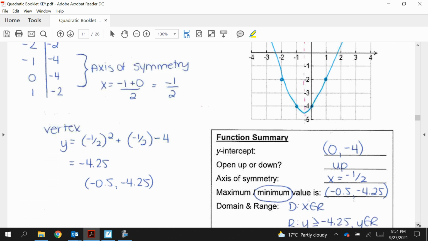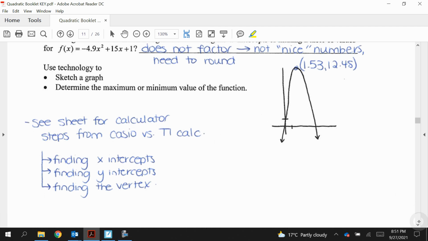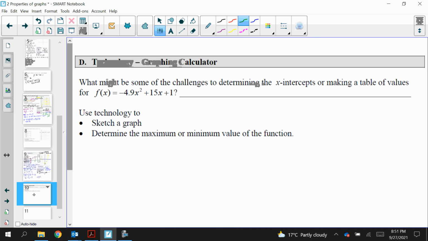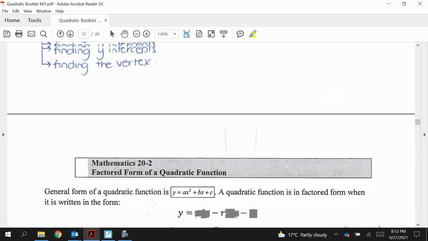I'm just trying to see where we go from here. So technology, graphing calculator. Well, maybe I'll just pop into this. Oh, I don't even know what I have on this one. Nope.